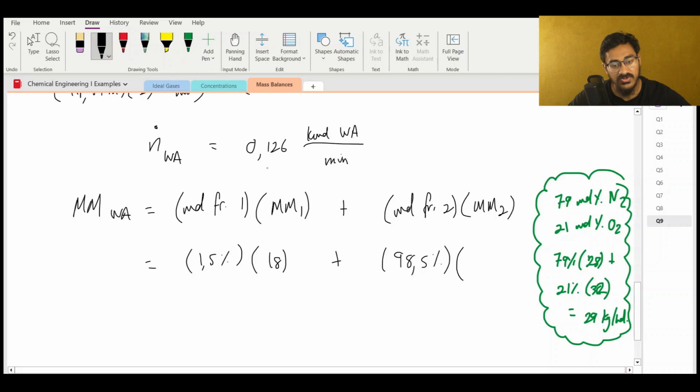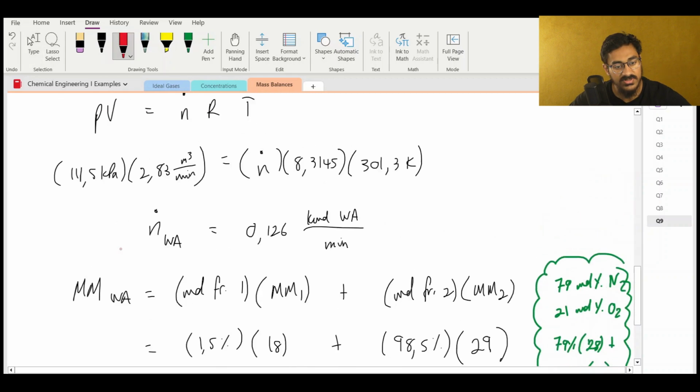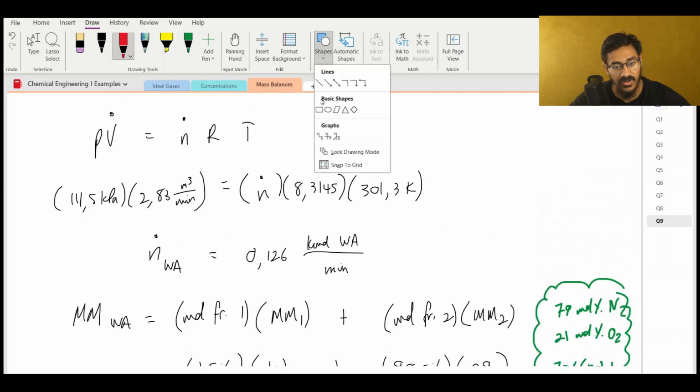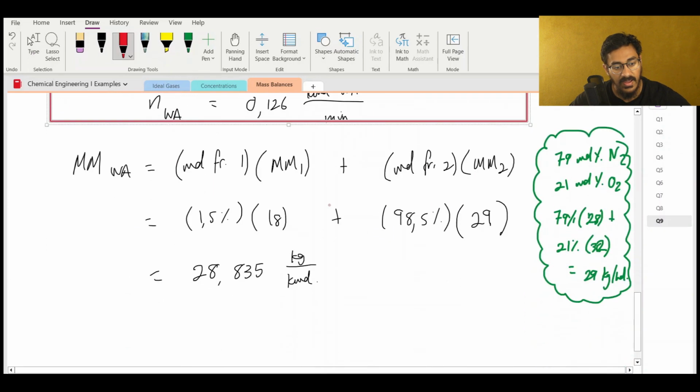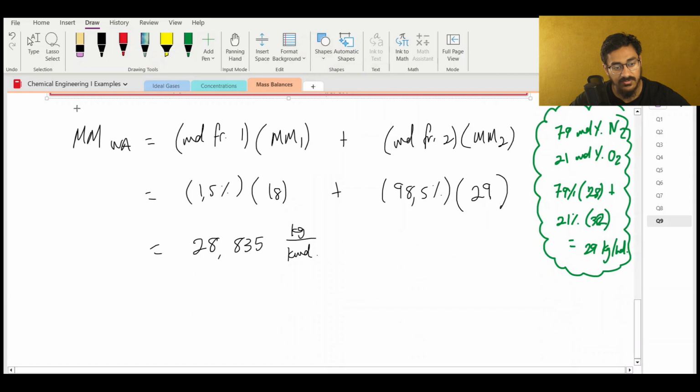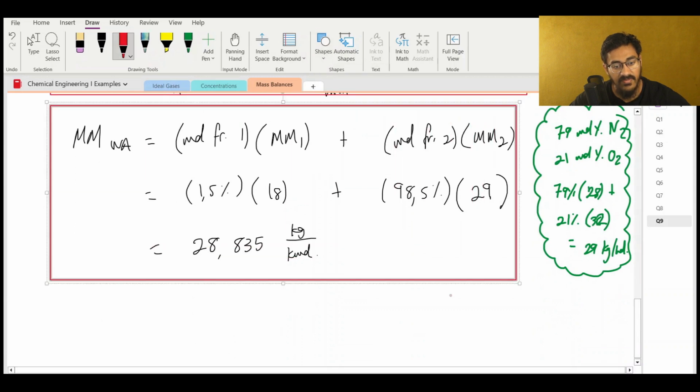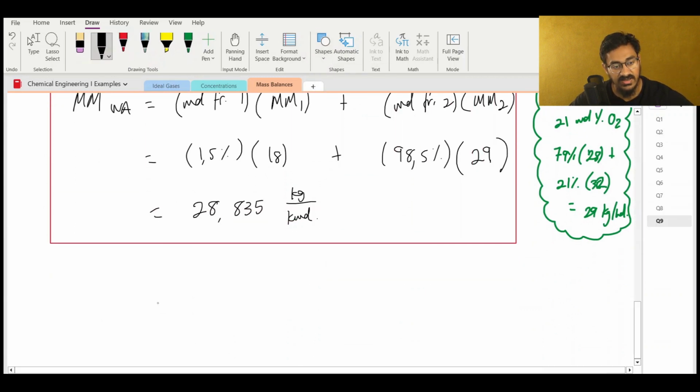Okay, so the molar mass of air is 29 kilograms per kilomole. So the molar mass of the wet air comes out to be 28.835 kilograms per kilomole. Remember, I always like to keep my thoughts structured, right? So I'm going to put the ideal gas law in a box, and then I'm going to put the molar mass calculation in another box, and then I'm going to do my conversion in yet another box.